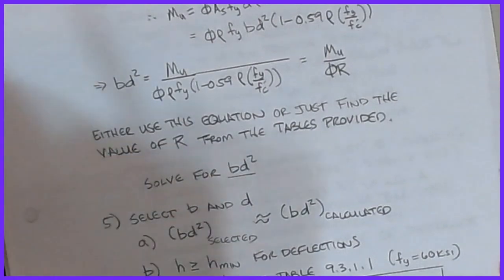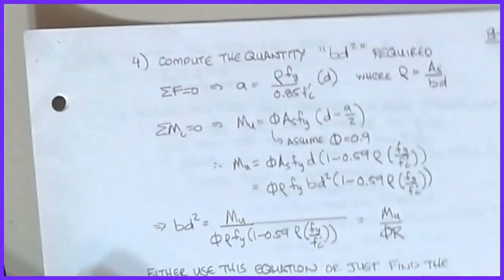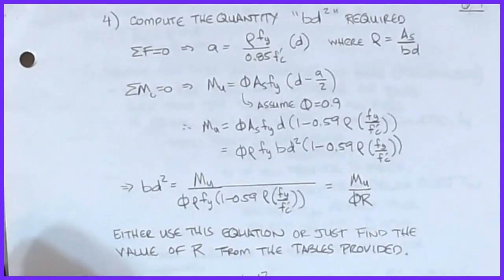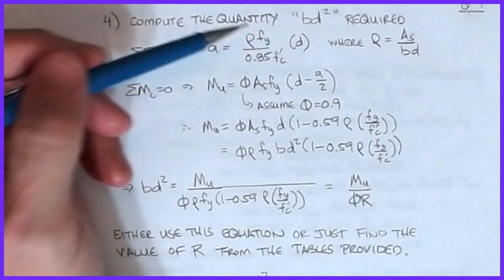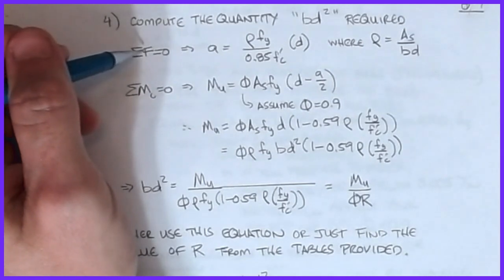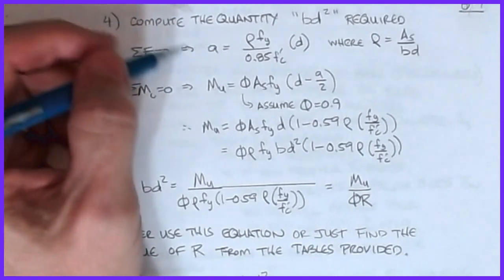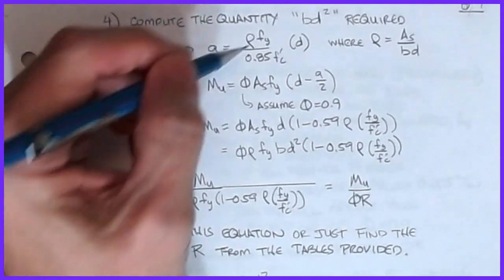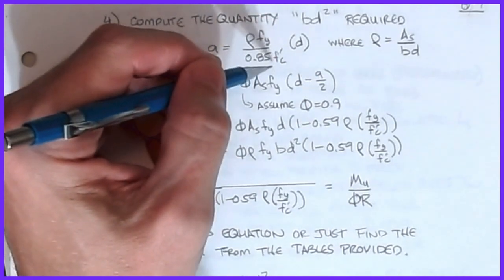Once you've got that, we can start playing with the R tables. We've chosen a rho, and so I can compute the quantity bd squared required by rearranging things a little bit and solving for all of the parts that we have. I can write a as this modified formula, rho fy times d over 0.85 f prime c. Rho we know is As over bd.